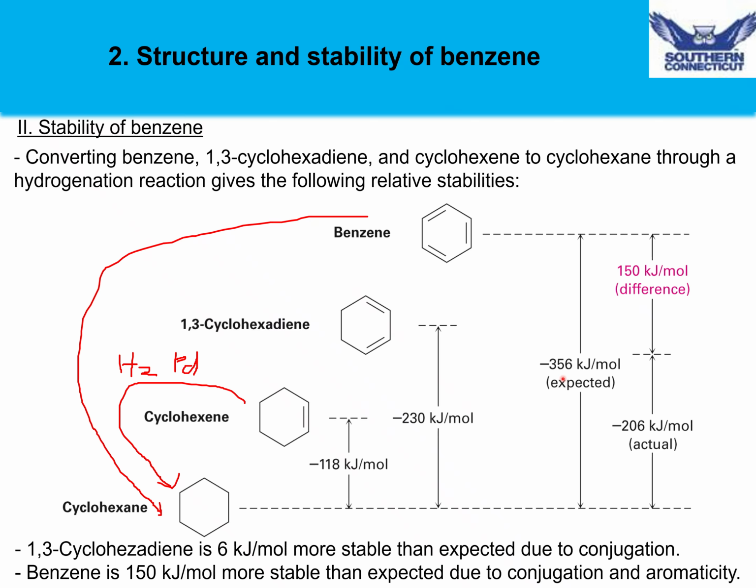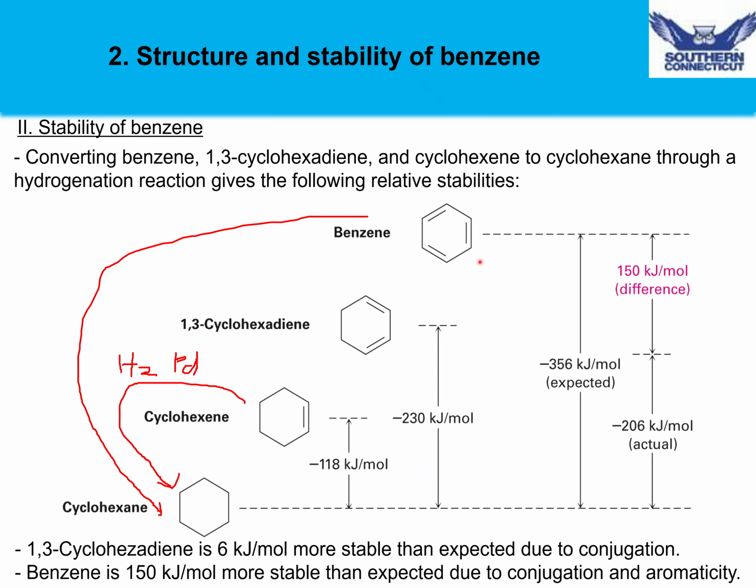However, when this experiment is run, we find that the reaction only releases about 206 kilojoules per mole. The difference between the actual amount of energy released and the expected from tripling this value here is due to not only the conjugation between these double bonds, but also something else. Clearly, we can see from the example of this diene that having conjugated double bonds adds a little bit of stability to the compound. But that was only about 6 kilojoules per mole.